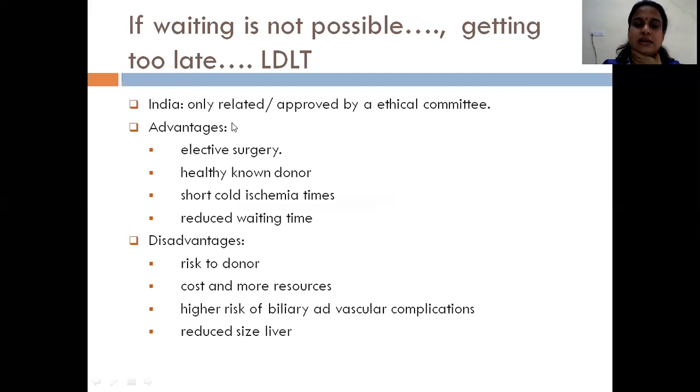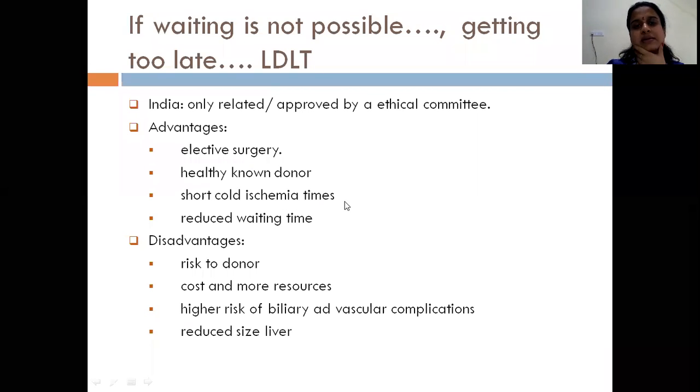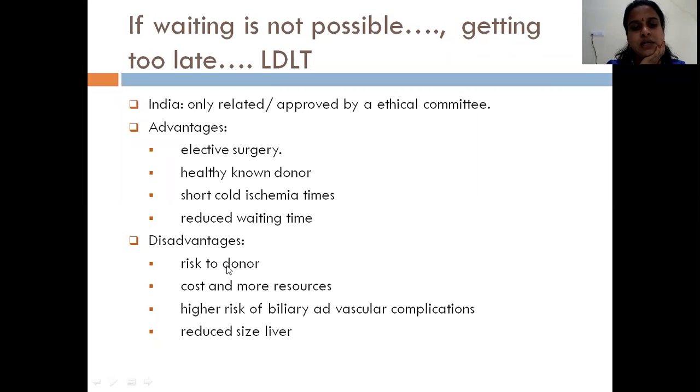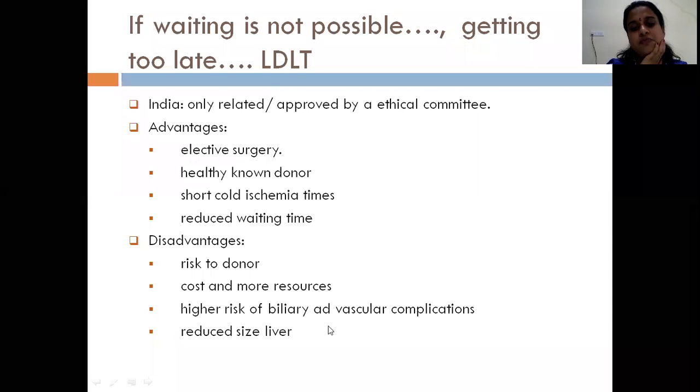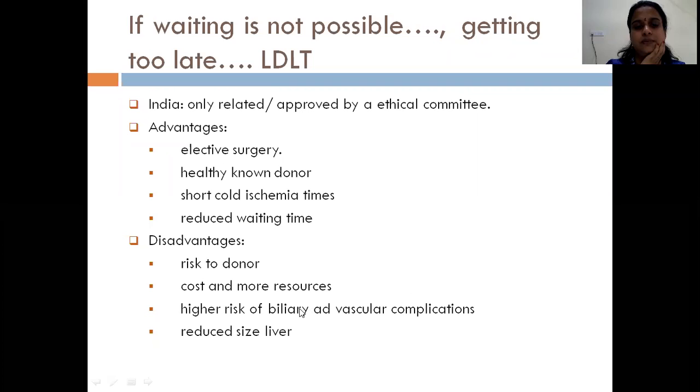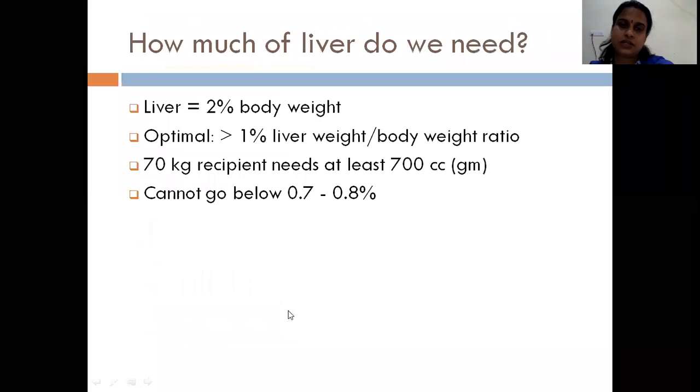This is advantageous, such that it is an elective surgery, and the donor is known to be healthy, whereas in a deceased donor, we never know about the condition of the patient. And we can also reduce the cold ischemic times. Cold ischemia time, that is the storage time and the transportation time, can be reduced since it is an elective procedure. And obviously the waiting time. But the disadvantage is there is risk to the donor also, risk of surgery to the donor, and cost and resources. Here there is higher risk of biliary and vascular complications even in the donor. Okay, so this is the potential complication in a live liver donation.